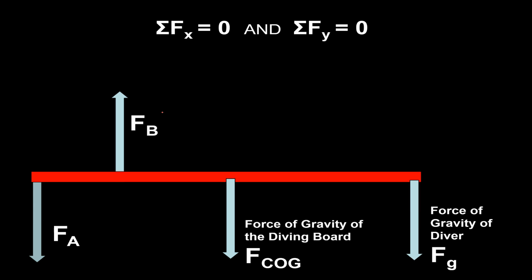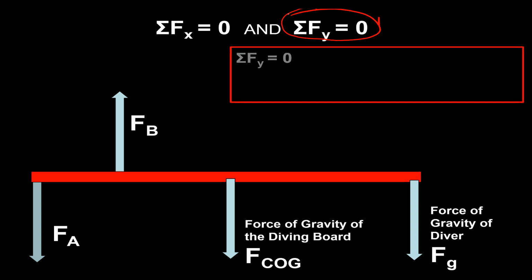There's our free body diagram. We have forces up, forces down, and the sum of the forces has to equal 0. Well, if the forces equal 0, then the forces up are equal to the forces down.